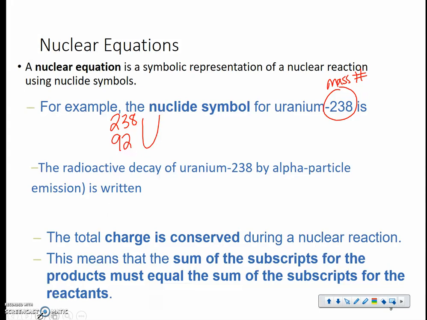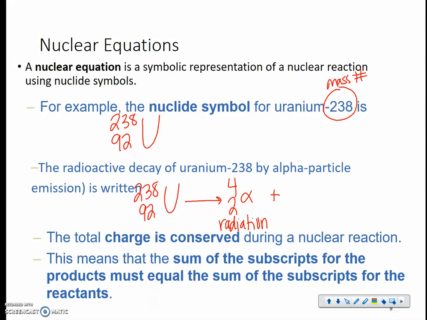So for example, if we have a reaction with uranium-238 that undergoes a nuclear reaction. So in this case, we're talking about alpha particles. We're going to talk about all the particles in a second. For now, know that alpha has a mass of 4, and it has 2 protons, and its symbol is the symbol for alpha, which is like this little fish. That is your radiation.